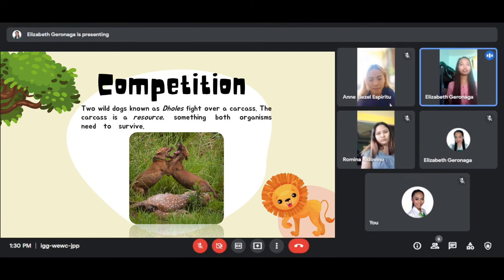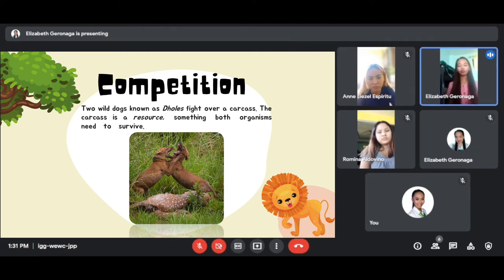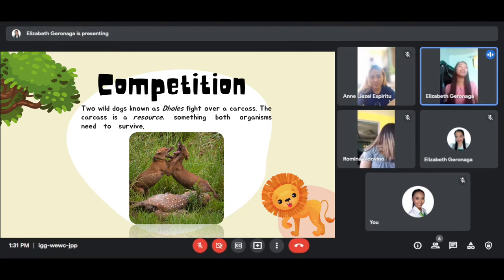So the next relationship is competition. It is a relationship between organisms in which one is harmed when both are trying to use the same resource related to growth, reproduction, or viability. For them to survive, they have to compete with other organisms so they can get their resources of food. Okay, let's see some examples of the competition relationship.